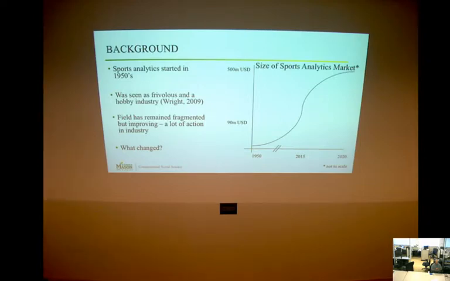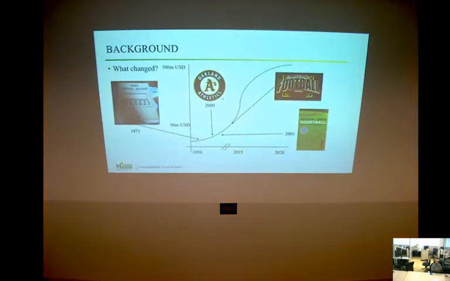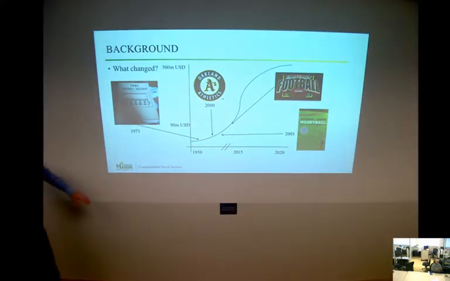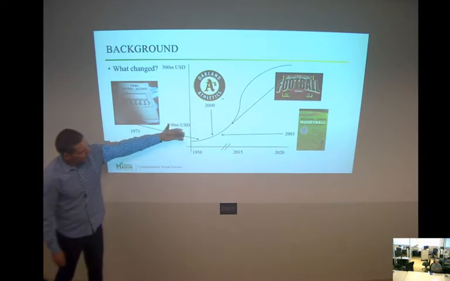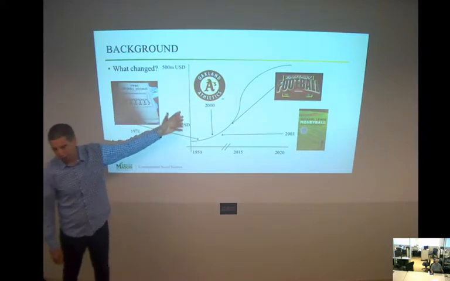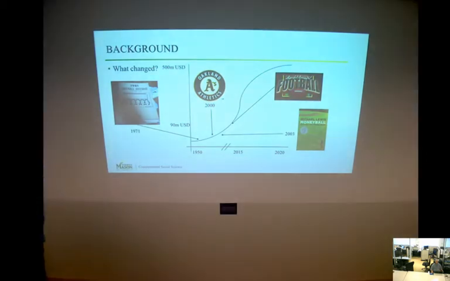So what changed in terms of the growth of sports analytics? This is a bit of editorialising, but way back in the 50s there was some research done, but the first big one was Bill James's sabermetrics, which was a lot of baseball statistics. It was a nighttime job. He started putting together all these baseball metrics that some people used, and then ultimately in industry, the Oakland A's started to use it and became successful.